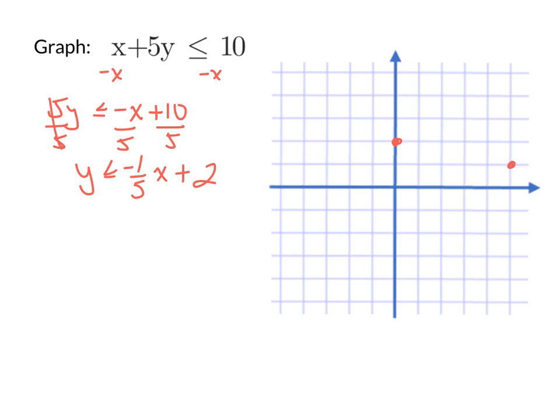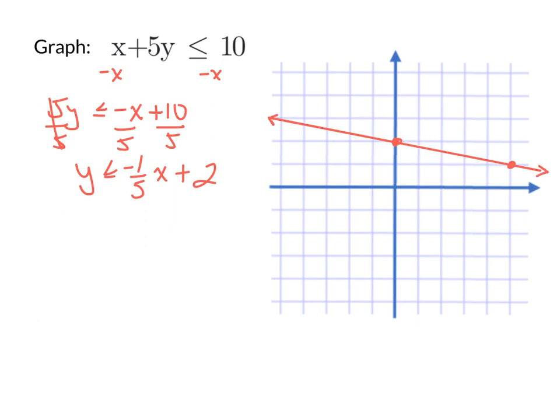That's over to here. Now that we have our 2 points, we can go ahead and draw our line, grab our straight edge, like that. And we need to determine whether it's going to be a solid line or a dotted line. And since we're dealing with less than or equal to, the or equal to means solid line. So there's our boundary.